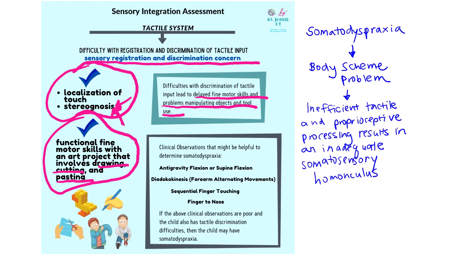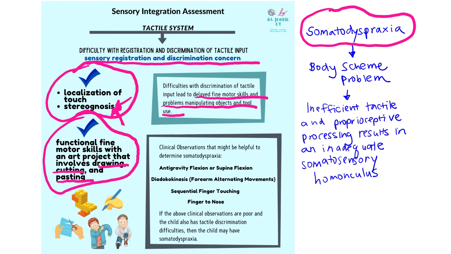And additionally, I really wanted to talk about somatodyspraxia. This is a biggie thing to talk about because difficulty with registration and discrimination of tactile input may lead to somatodyspraxia, right? So the definition of somatodyspraxia is inefficient tactile and proprioceptive processing that leads to difficulty learning a simple task.